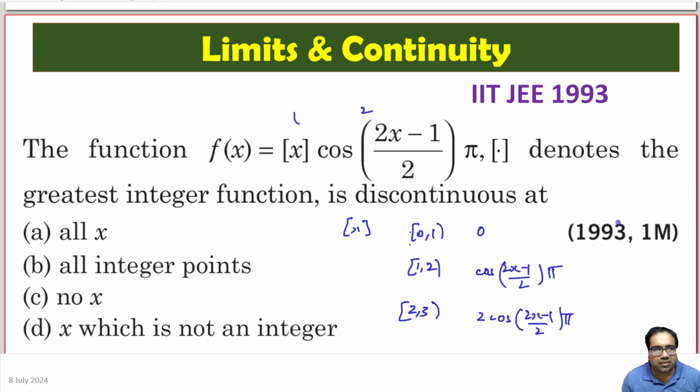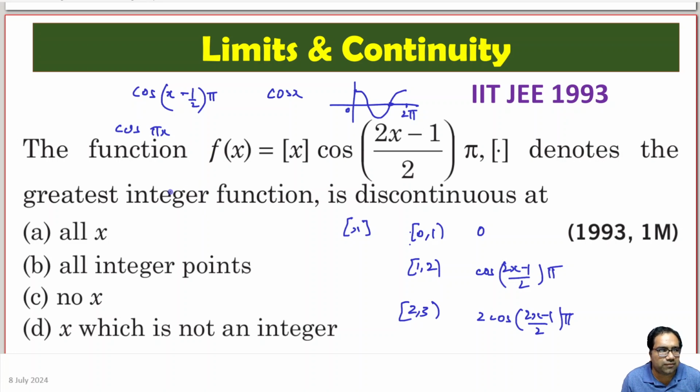Now, let us closely look at this function, cos of 2x minus 1 by 2 pi. This is nothing but cos of x minus 1 by 2 into pi. Now, let us try to understand how this graph will look. We know the cos x graph, right? It looks something like this. This is 0 and this is 2 pi.